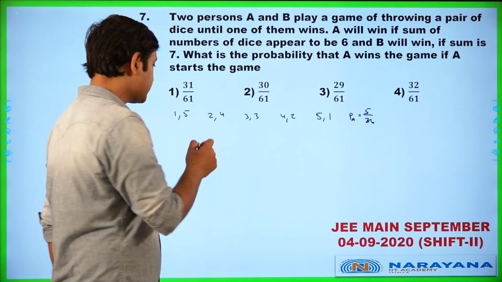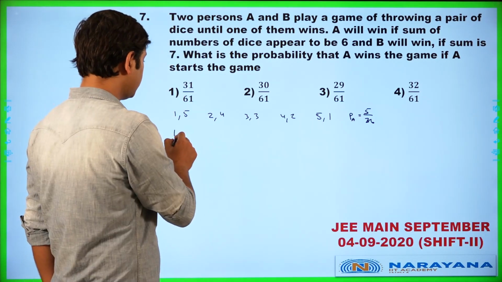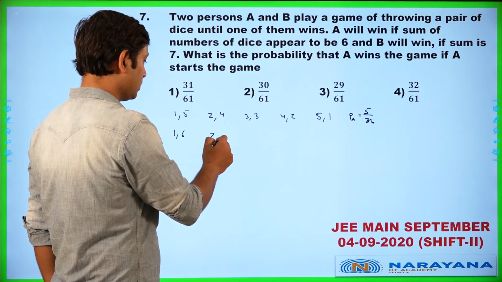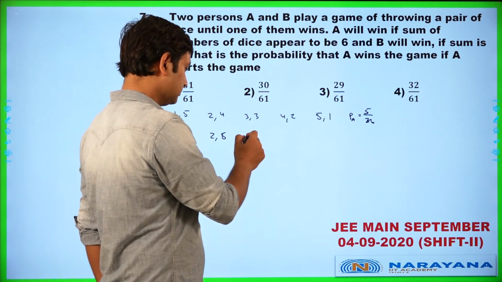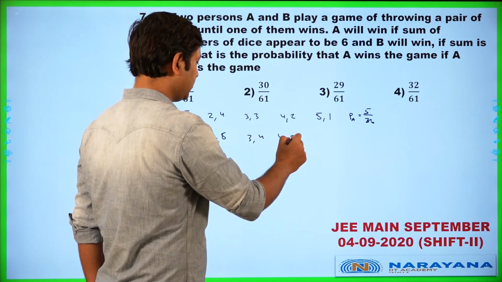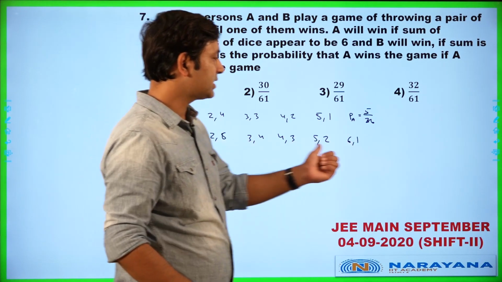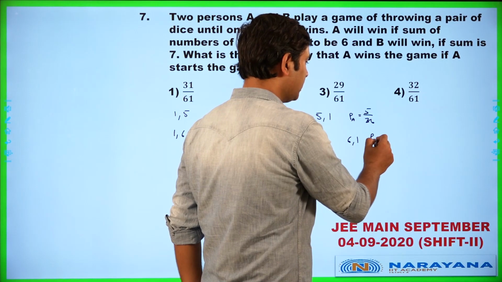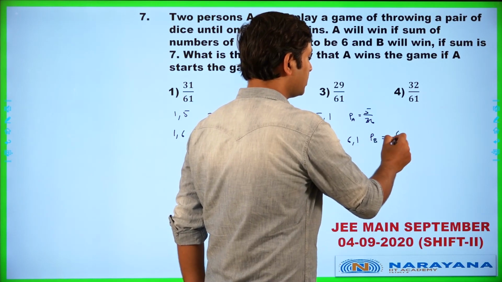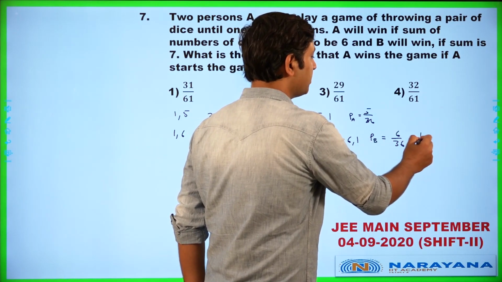Similarly, the cases for which B wins are 1,6; 2,5; 3,4; 4,3; 5,2; and 6,1. Total number of ways are 6. The probability of B winning, PB, is 6 upon 36, or just 1 by 6.